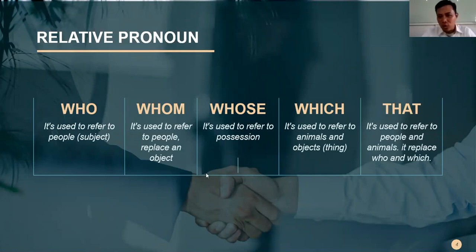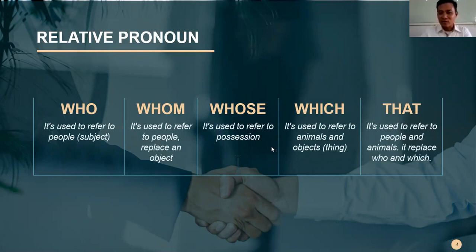This is to remind you of the relative pronouns: who, whom, whose, which, and that, and also maybe where, why, when. But here let's be specific. Who is used to refer to people. You don't use who for your cat, your dog, or your chicken. Who is only for people and is used to replace a subject. Whom is also for people, and is used to replace an object of the sentence.